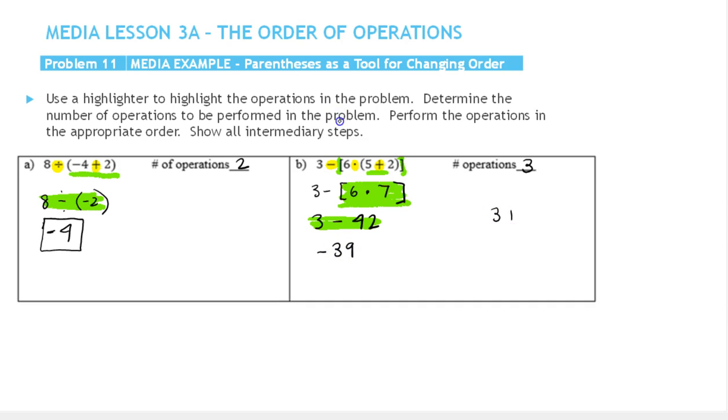You can think of adding 3 plus -42, adding the opposite. So since they're different signs, you take the difference between the absolute values, which is 39. Since 42 is larger, it's a negative. And this is our final answer.